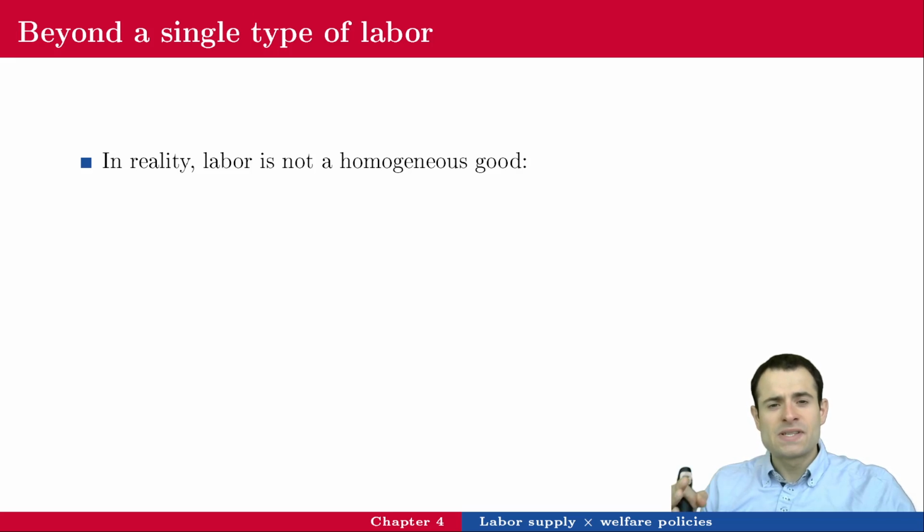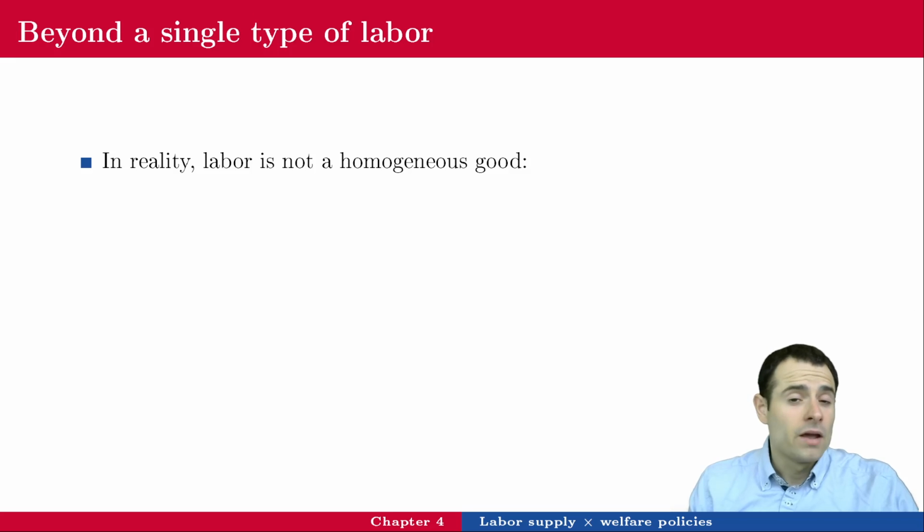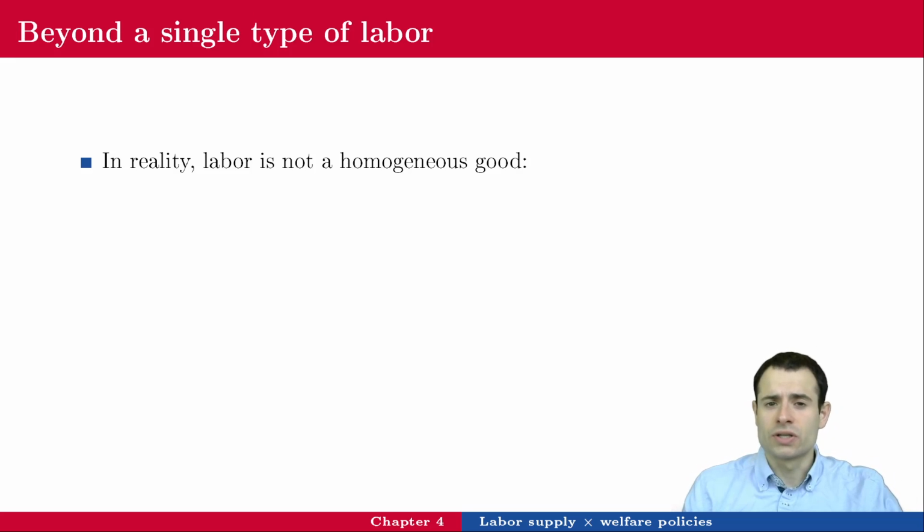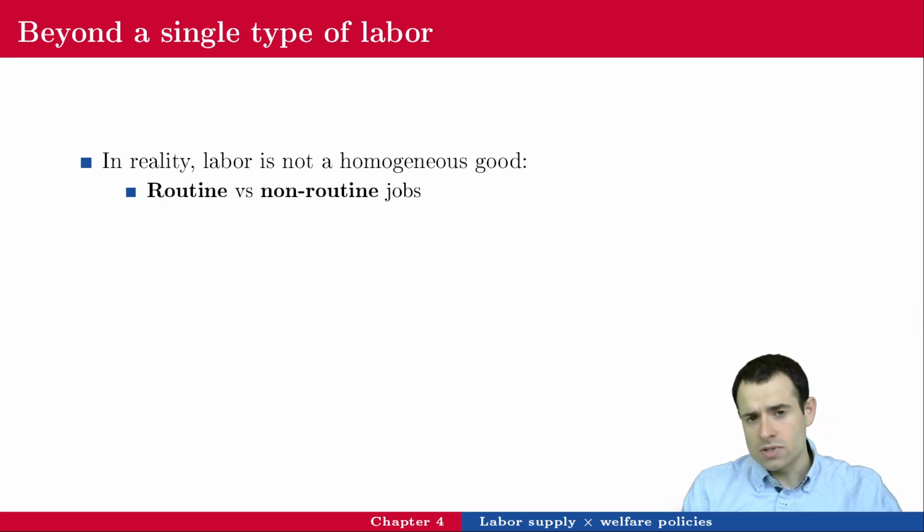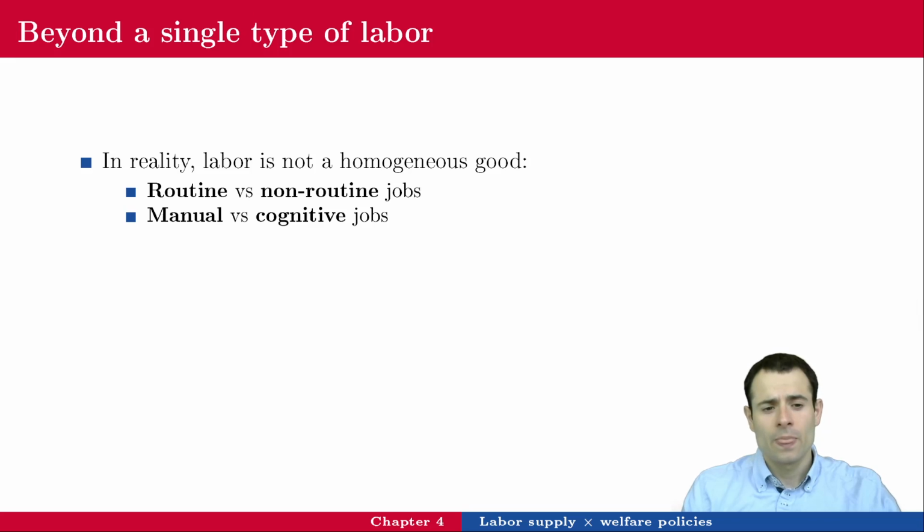Now, I talked about a specific type of individuals, in particular, those who have a specific type of job. In reality, labor is not a homogeneous good. In general, we distinguish two different characteristics so that it gives us 4 different combinations of jobs. We distinguish routine and non-routine jobs, the ones that are very repetitive versus the ones which are not. And then we distinguish manual versus cognitive jobs. You can make 4 possible combinations: routine cognitive, routine manual, non-routine manual, non-routine cognitive.